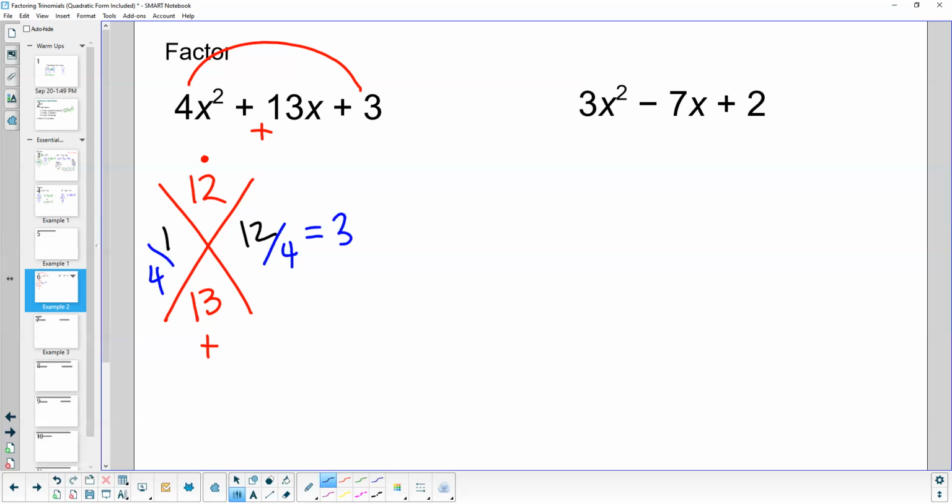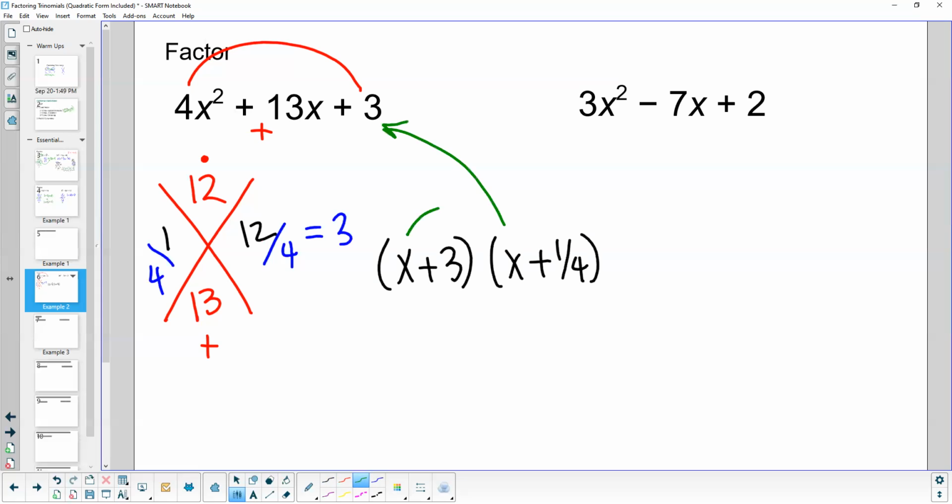So as we go to write this, we're going to write x plus 3. And I know your first instinct is to write x plus 1/4. But remember, when we factor, we're doing the opposite of multiplication. So if I go to remultiply this back out, it should equal what I started with, right? But if I do x times x, I get x squared. And I want 4x squared. So instead of writing x plus 1/4, what we actually do is it's called bottoms out.